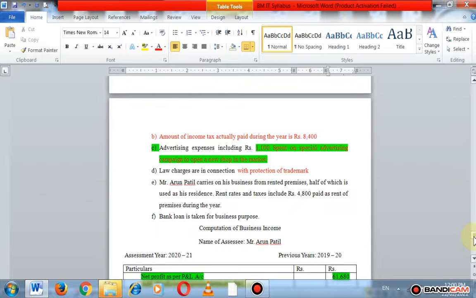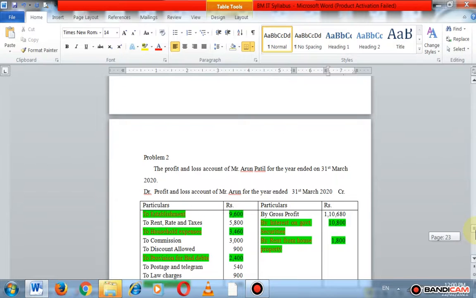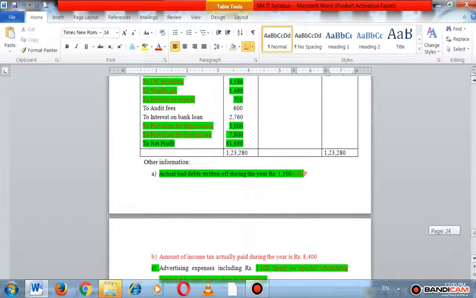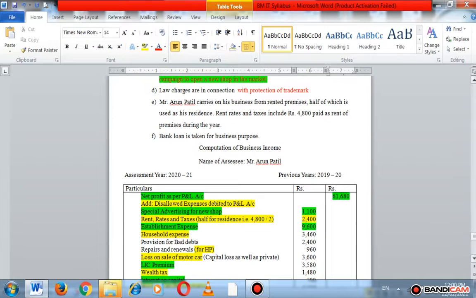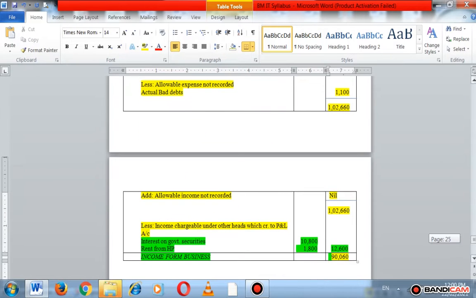In our next lecture we solve a problem number 3rd on computation of income from business. Okay, then we go to solve a problem on income or gain from professions. Okay, thank you very much.